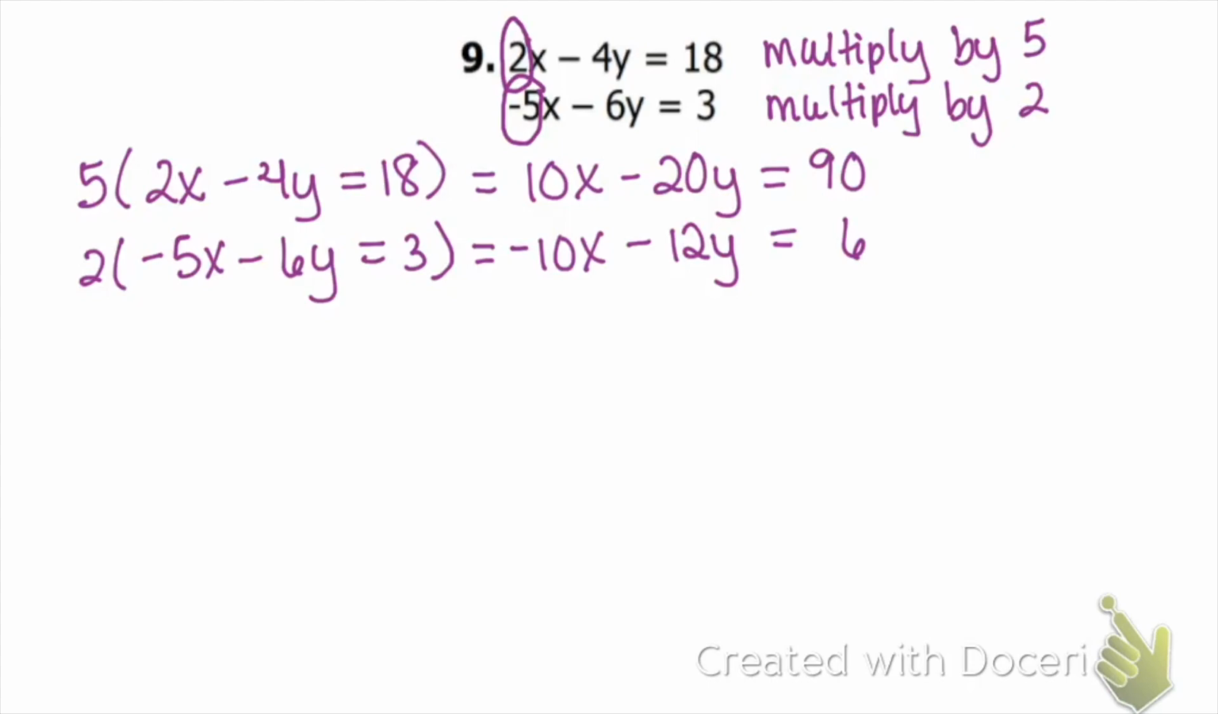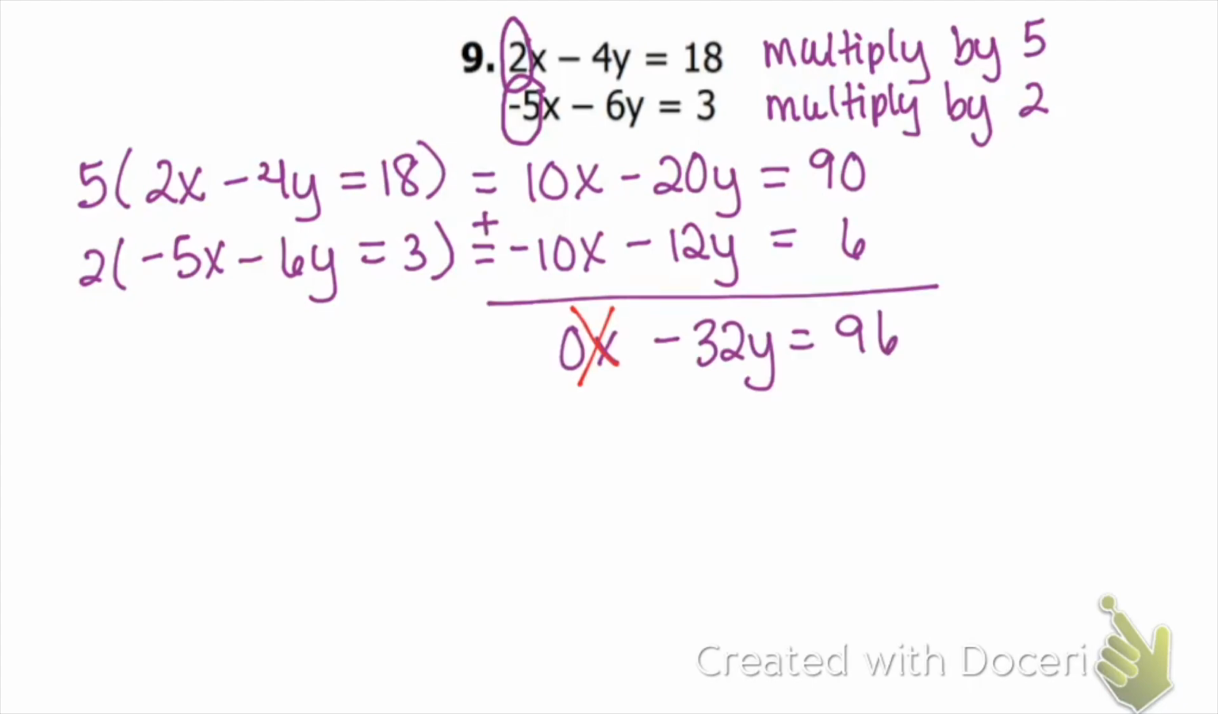The first equation would turn into 10x minus 20y equals 90 when you distribute the 5. And the second equation would turn into negative 10x minus 12y equals 6 when you distribute the 2. So we're going to add those two equations together, canceling out our x term, giving us negative 32y equals 96. Then divide by negative 32 on both sides, so you get y equals negative 3.